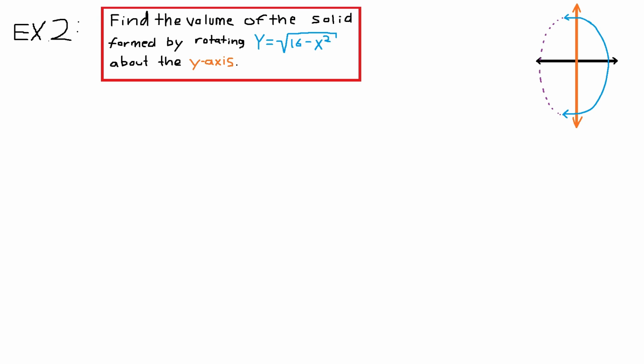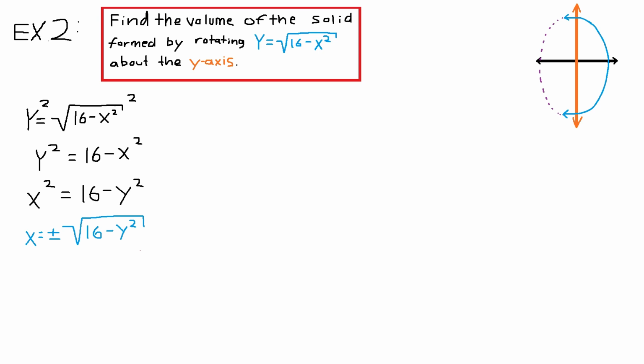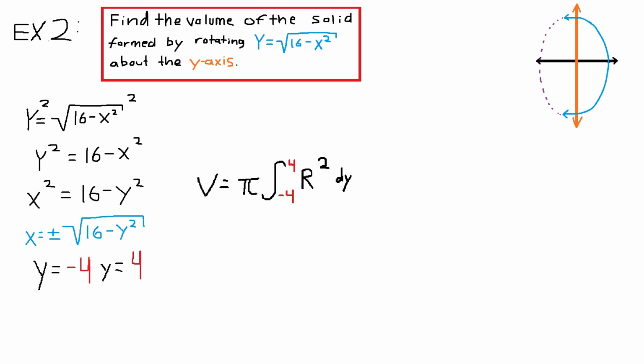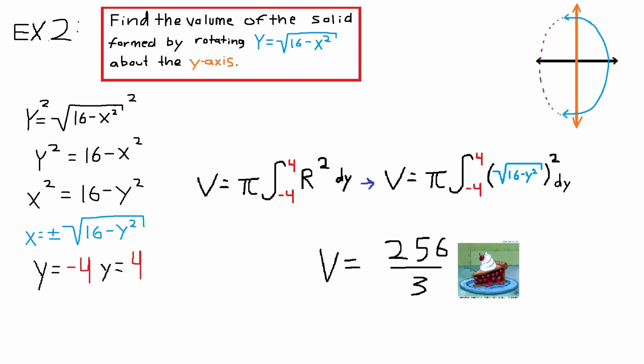The first thing we have to do is rewrite the function in terms of y. Then that will allow us to find our bounds, the y-intercepts. And then we can plug all of that into our equation and integrate with respect to y, of course, to get 256 over 3 pi.